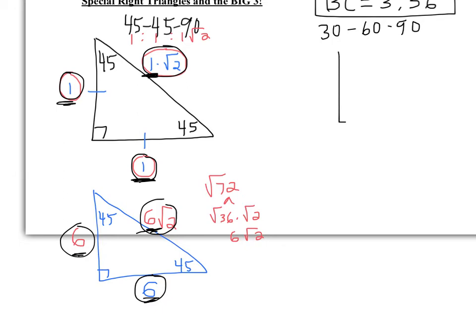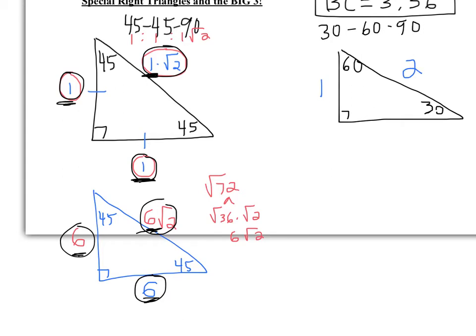So it's not isosceles this time. So we have 30, 60, and 90. So the side across from the 30, let's call that 1. Well, the hypotenuse is always going to be 2 times that value.